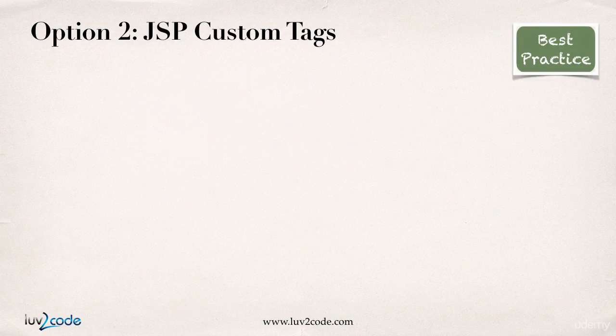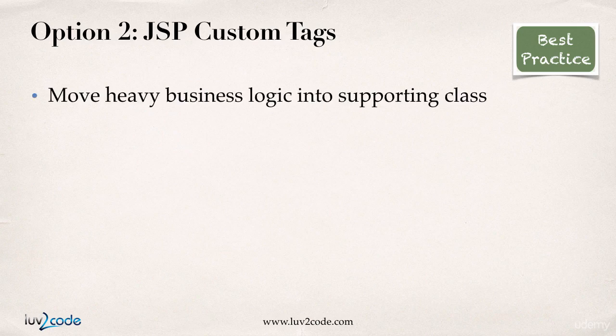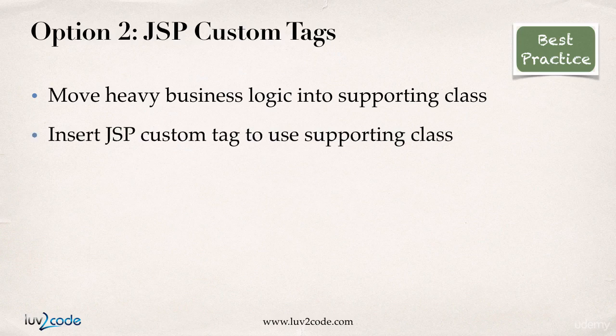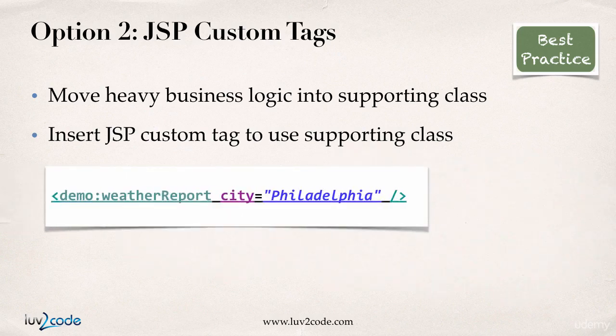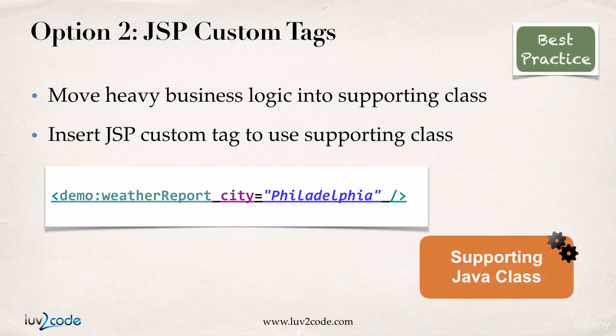So ideally, what you'd want to do is make use of JSP custom tags. So basically, you're going to move your heavy business logic into supporting classes. And then you simply insert a custom tag to make use of that supporting class. So as an example, in our JSP page, we can drop in this custom tag called weather report. Let's say city equals insert your favorite city. And then the real heavy lifting is implemented by a supporting Java class.